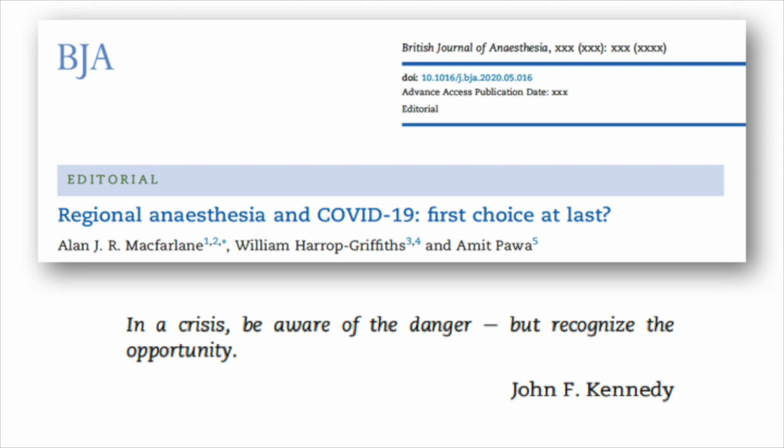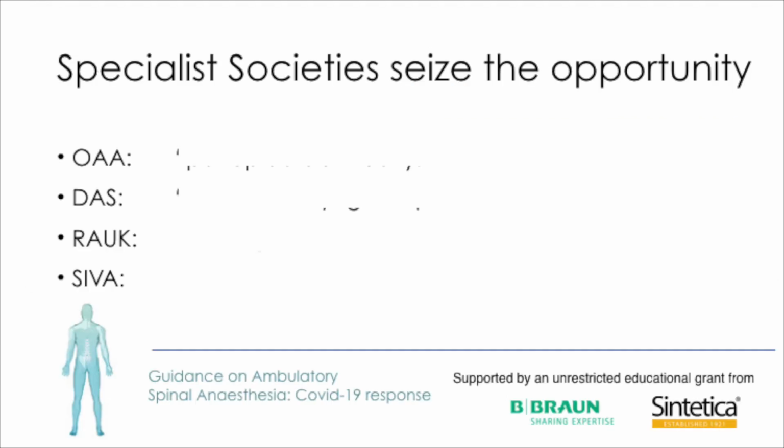And it says, in a crisis, be aware of the danger, but recognise the opportunity, from John F. Kennedy. And the organisations did seize the opportunity. The OAA love epidurals, and they said, put in the epidurals early. The DAS, the Difficult Airway Society, love video laryngoscopes, so they said, use video laryngoscopes all the time. The regional anaesthesia people, who love doing blocks, say use regional anaesthesia. And the Society for Intravenous Anaesthesia, who were told that they couldn't give any intravenous anaesthesia because there wasn't any propofol or remifentanil, were upset about it.